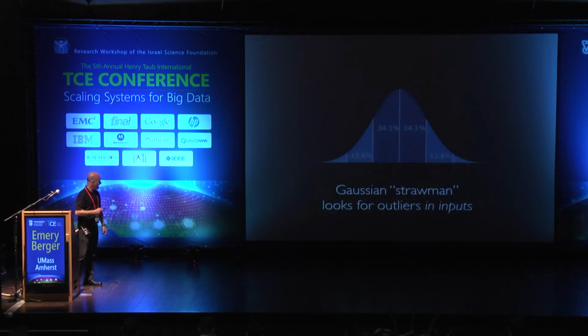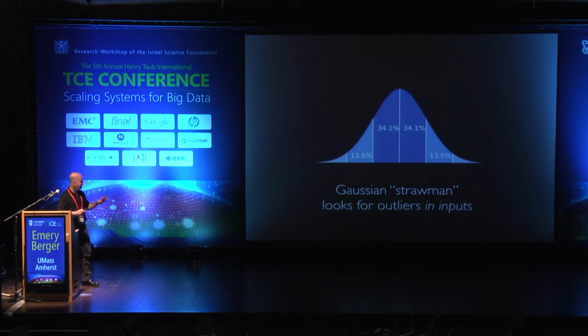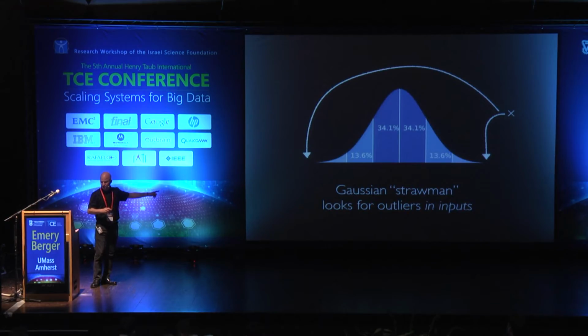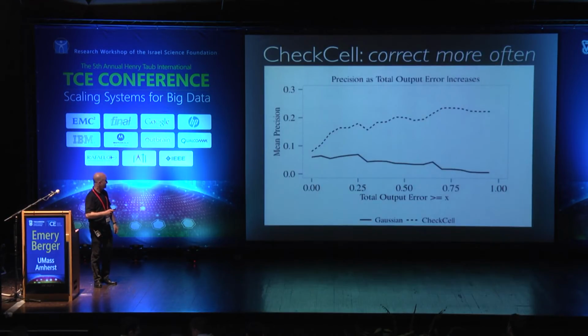All right, so I'm briefly going to talk about results. We compared CheckCell to a straight-up outlier analysis that just looks for outliers in the inputs. The way outlier analysis works is you assume some distribution, like a normal distribution, and if you discover that your results are in the tails of the distribution, you say that they're outliers. So briefly, the dotted line is CheckCell. The solid line is the Gaussian outlier analysis.